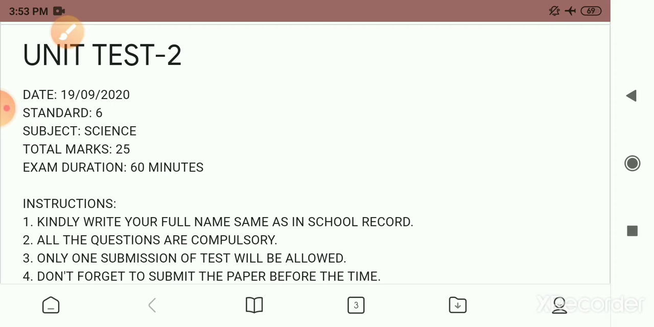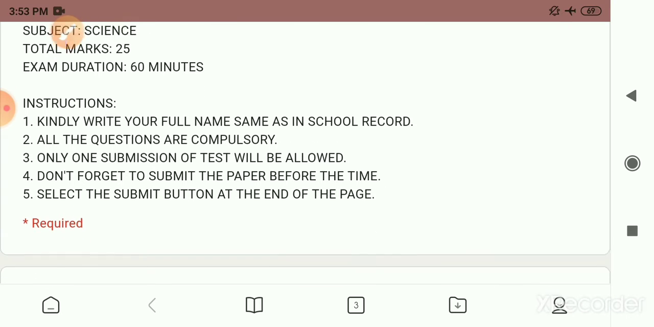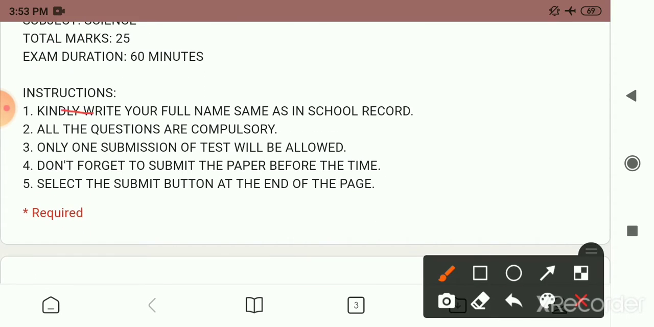Before that, some instructions are given to you. So let me see these instructions. In that, the first one is you have to write your full name in the student's name row. The next is all the questions are compulsory, so you have to attend all the questions. Next is only one submission of the test will be allowed. Only one submission is allowed, and if you have submitted this paper more than one time, then the first response, or the first time whatever you submit, that will be considered.